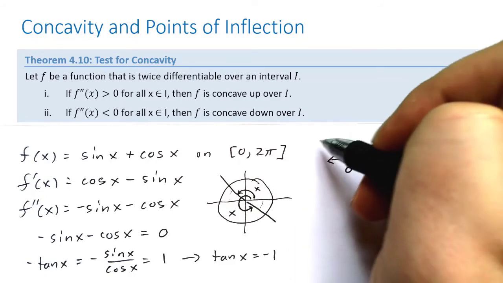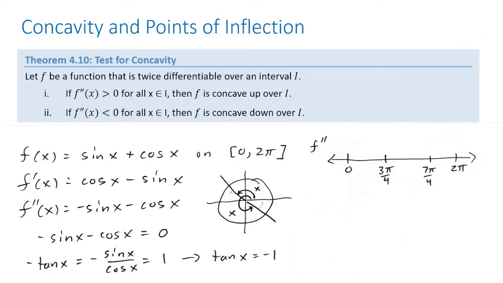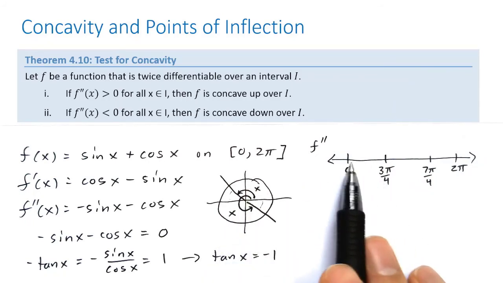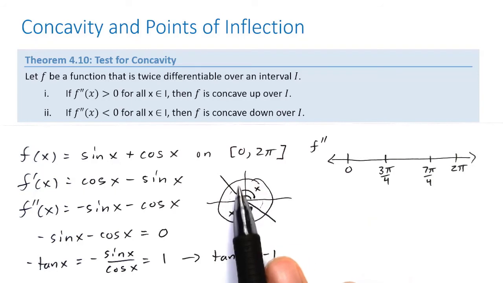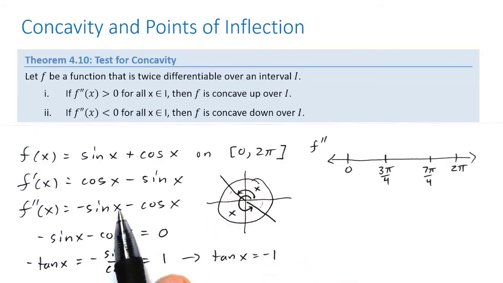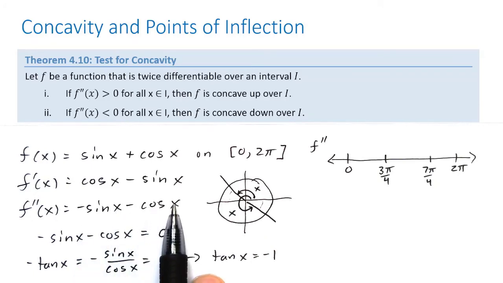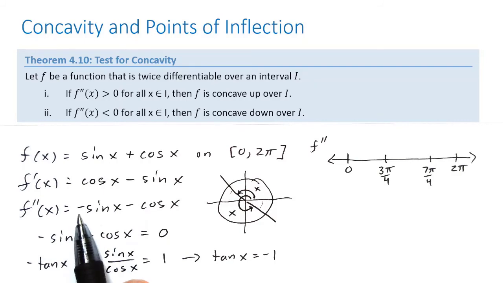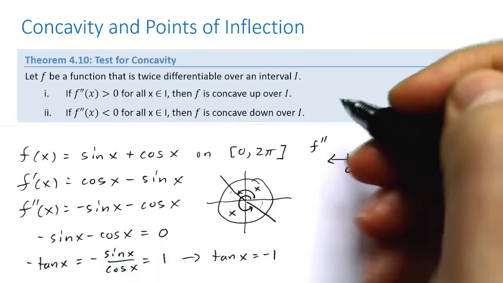Okay, and we're going to be looking for the sign of f double prime here. Well, in this interval, I just need an angle in here. Let's pick this one. It's really nice, pi over 2, right? Pi over 2 is between 0 and 3 pi over 4, and pi over 2 is easy to evaluate these trig functions on, right? Sine of pi over 2 is 1, and cosine of pi over 2 is 0. So we have negative 1 minus 0. That's negative, right?